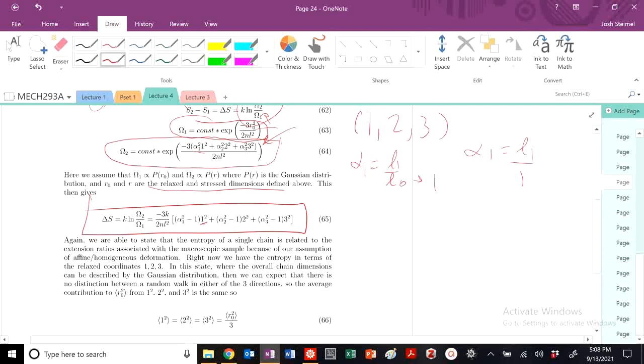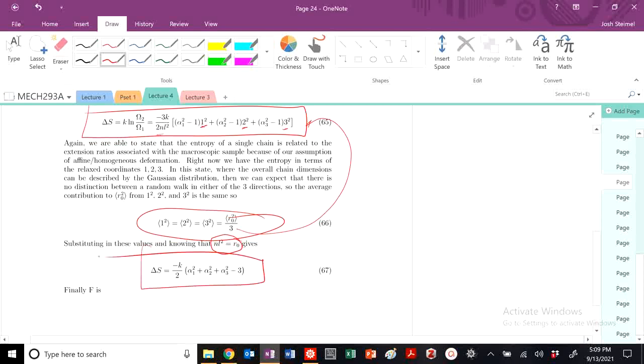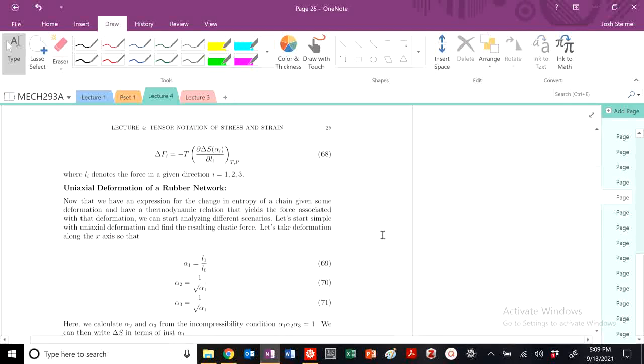But you see here that we're left with these relaxed coordinate systems, right? These 1, 2, and 3. And I could relate my relaxed coordinate systems to my R naught squared here. So I can plug this value in and rewrite my expression, especially since I know that R naught is just NL squared, so these are going to cancel, and I'm left with this very simplified expression in terms of my alpha, my extension ratios, and then I can finally start to calculate what is my force in each of the directions as a function of this change in S as a function of my extension ratios over the lengths.